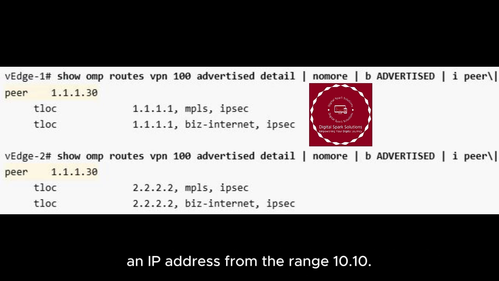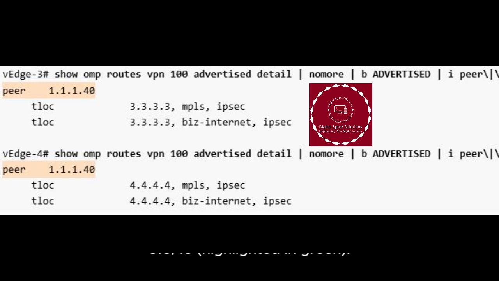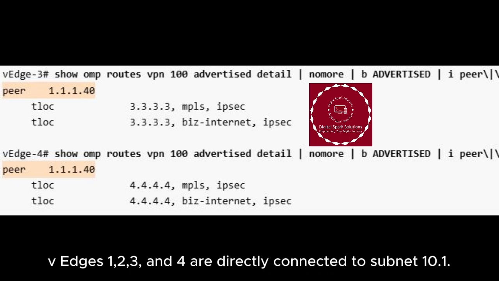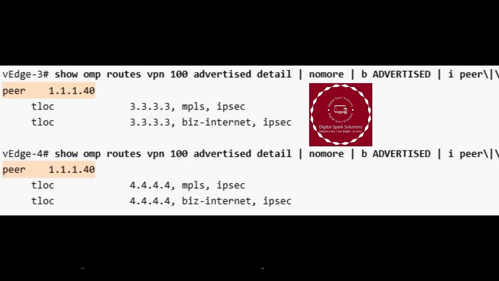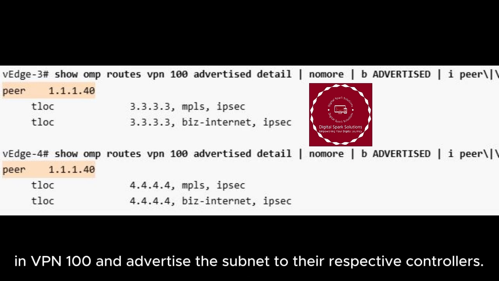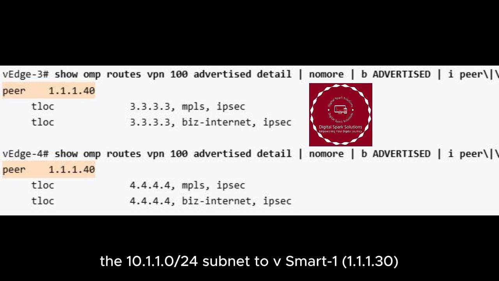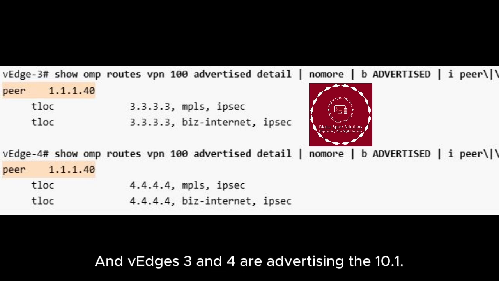vEdges 1, 2, 3, and 4 are directly connected to subnet 10.1.1.0/24 in VPN 100 and advertise the subnet to their respective controllers. You can see that vEdges 1 and 2 are advertising the 10.1.1.0/24 subnet to vSmart 1 (1.1.1.30), and vEdges 3 and 4 are advertising the 10.1.1.0/24 subnet to vSmart 2 (1.1.1.40).